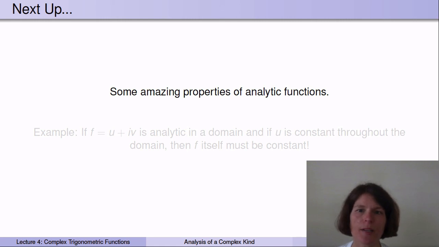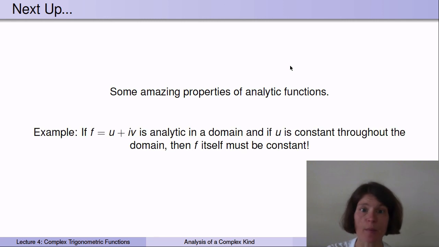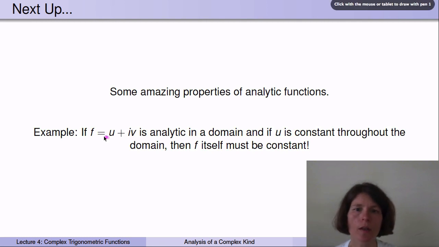Next up are some amazing properties of analytic functions. Here's an example. If f is an analytic function in the domain, and you write it as real part u plus i times imaginary part v, and suppose the real part u is constant throughout the domain, then f itself must be constant. There's no way to have an analytic function where only the imaginary part varies. If the real part remains constant, the imaginary part has to remain constant as well.